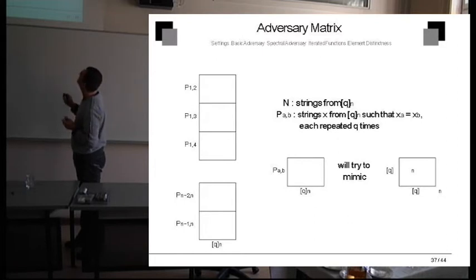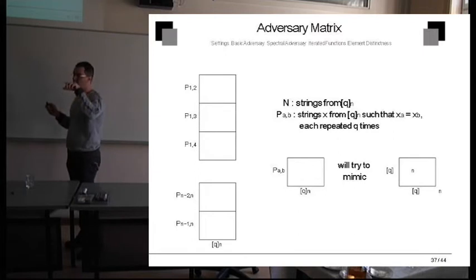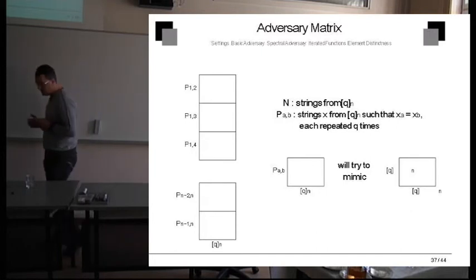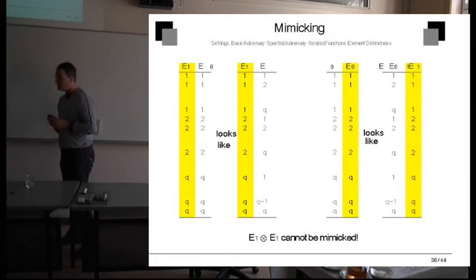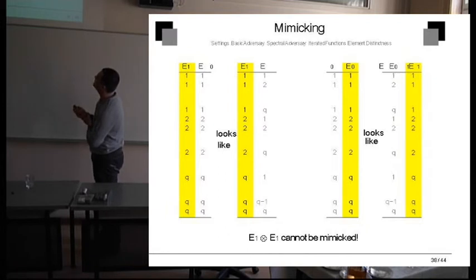So in order to achieve that, I repeat each input that satisfies this requirement Q times. The number of inputs that satisfy this requirement is Q to the power of n minus 1. If I repeat each just Q times, I get Q to the power of n elements. So these two matrices are square matrices. And so what this matrix can mimic, sorry. Here I just depict the columns corresponding to A and B.